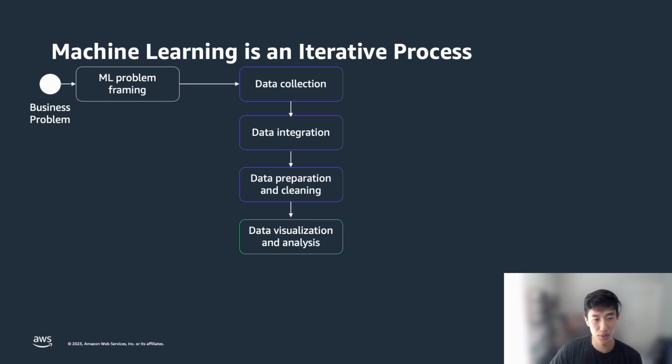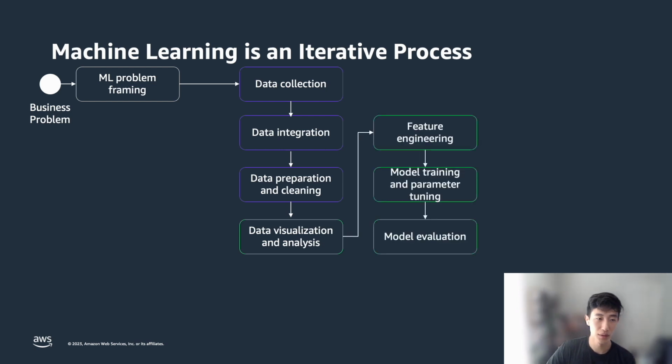Initially, a data scientist will likely spend a good chunk of time collecting, integrating, preparing, cleaning, and analyzing data to support a future model that may solve the business problem. In most cases, the data needs to be further processed through feature engineering, the process of extracting features from raw data that could be used in supervised learning. Next, the model needs to be trained while a data scientist tunes parameters for the selected model type to be ready for evaluation.